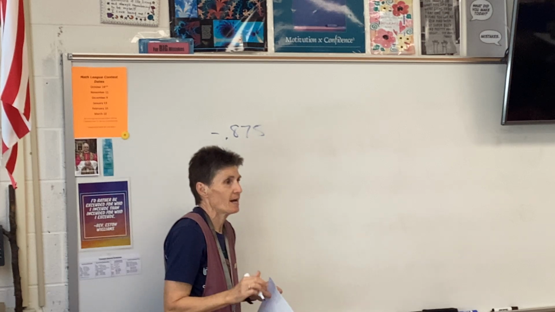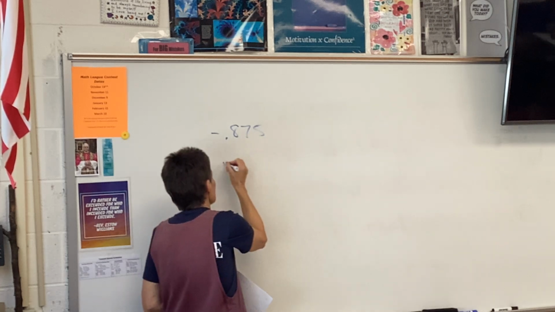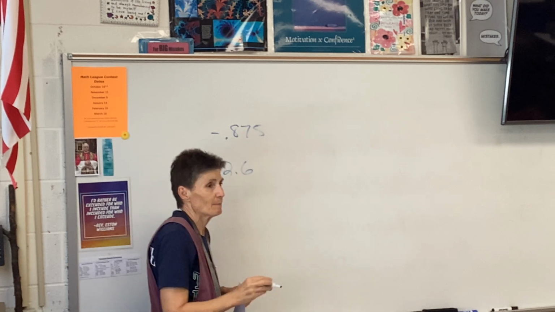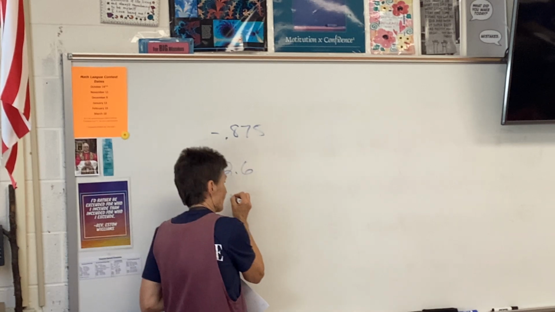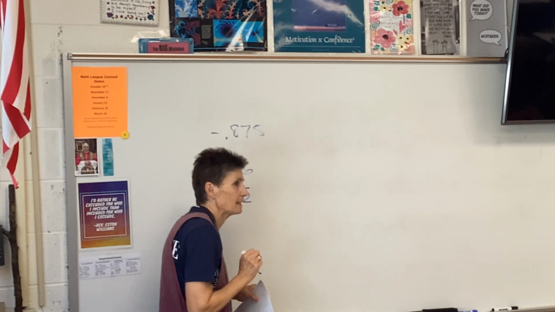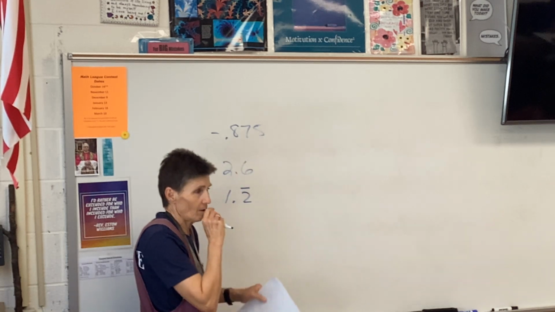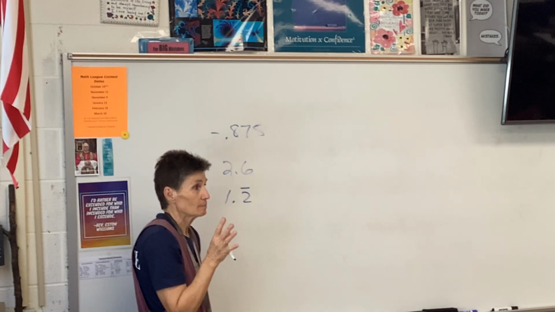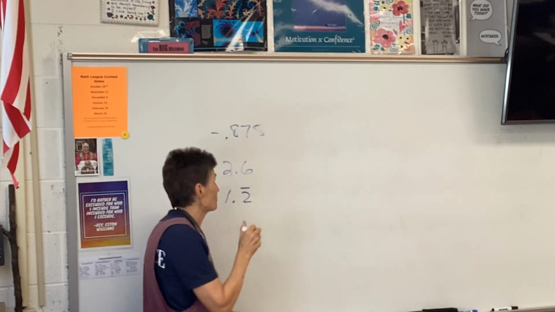13 divided by 5 is 2.6. And how about the last one? 11 divided by 9 is 1.2 repeating. So what we have up here are decimals, but there's two different kinds of decimals.